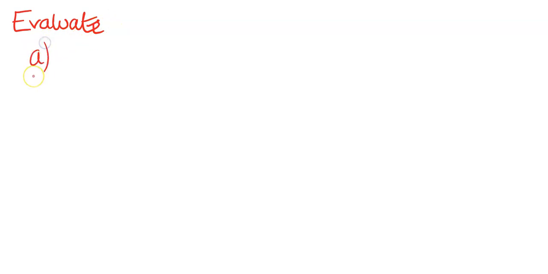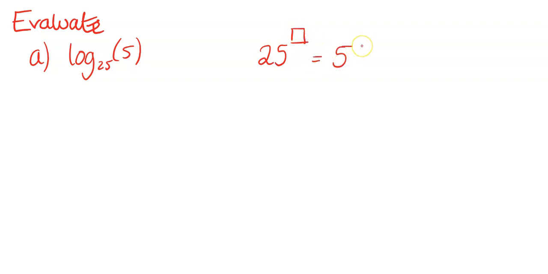So the first one is log to base 25 of 5. Now we've kind of seen right at the beginning that that means 25 to the power of what gives me 5. Well, 5 is the square root of 25, and if I wanted to write square root as a power, that would have to be half. So the answer to this is a half.